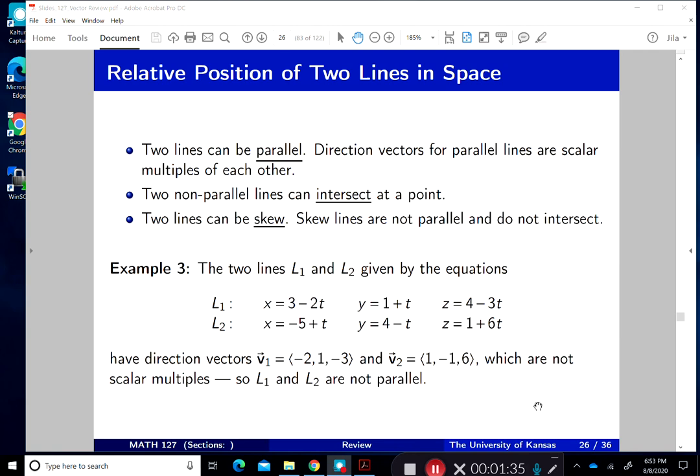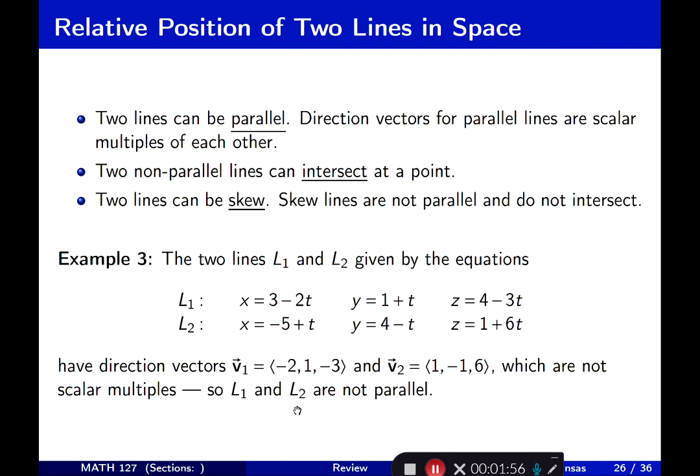Example 3. The two lines L1 and L2 are given by the equations: L1 is x equals 3 minus 2t, y equals 1 plus t, z equals 4 minus 3t, and L2 is the line x equals minus 5 plus t, y equals 4 minus t, and z equals 1 plus 6t. These are the parametric forms of the two lines.